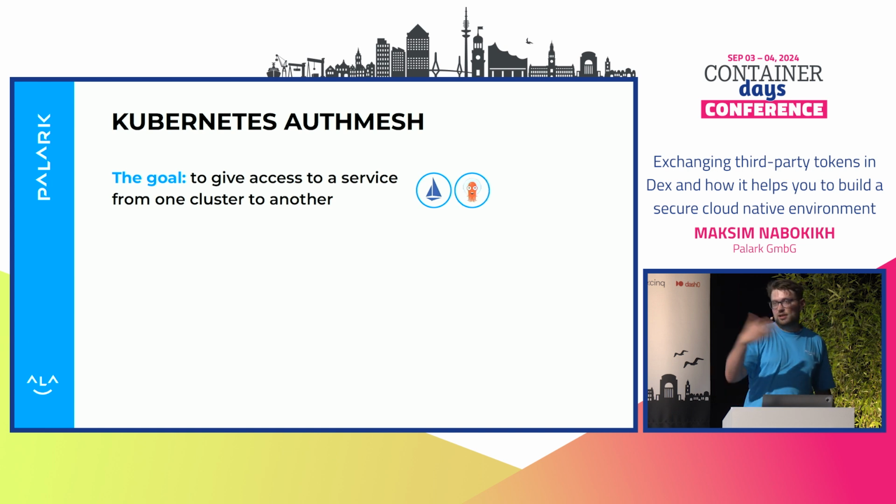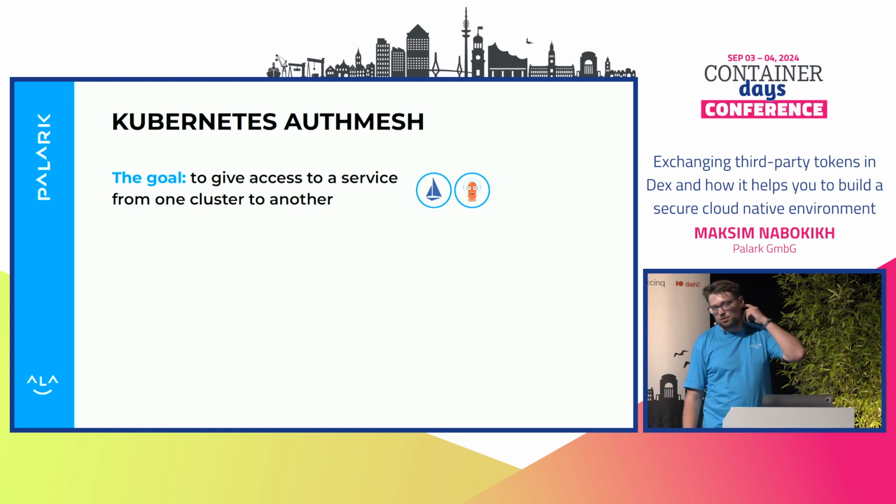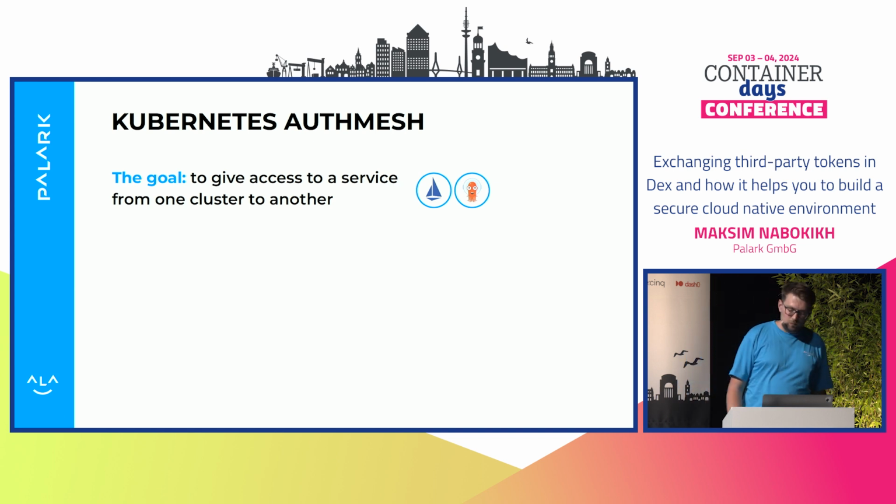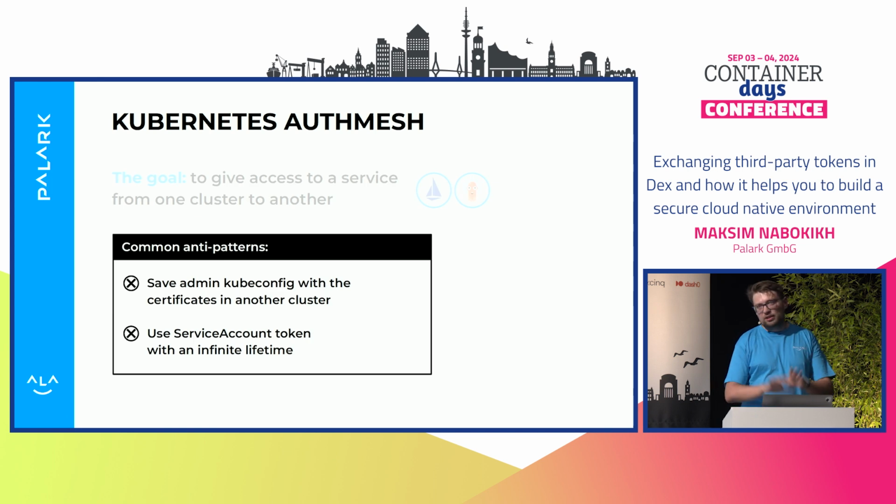And the second case is Argo CD for rollouts. They also do so. They are also accessing other Kuberneteses. And common anti-patterns are the same, like extracting the administrator kubeconfig from one cluster and giving it to another cluster. This is pretty much the same.